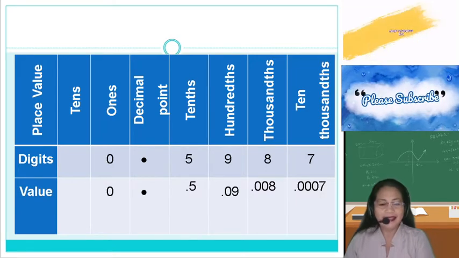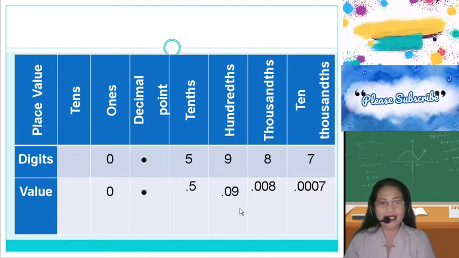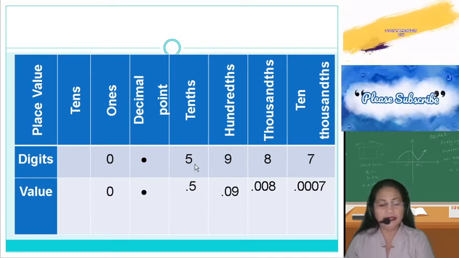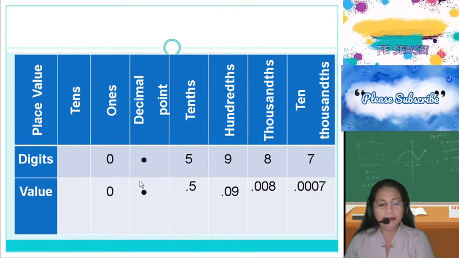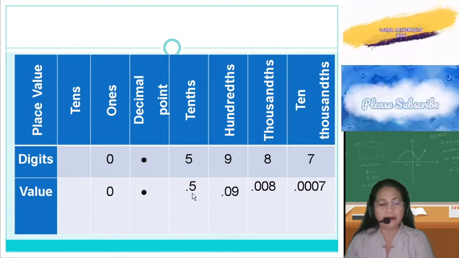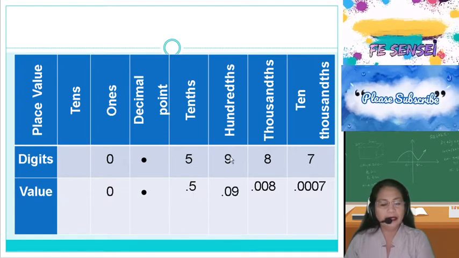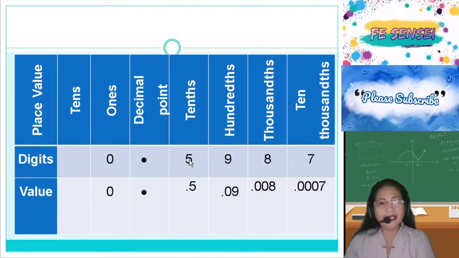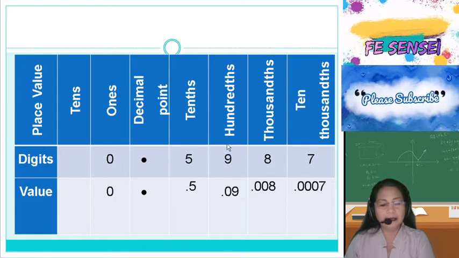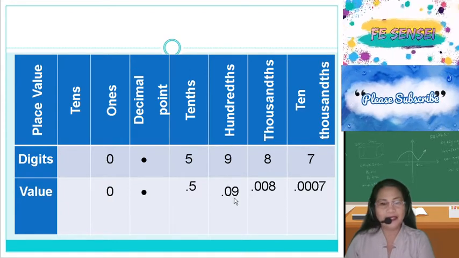Or the shortcut way is to look for the value of 5 from the decimal point. You have only one number, so this is 5 tenths. Then hundredths, replace the tenths place by 0, then copy 9. So this is the value of the number in the hundredths place.